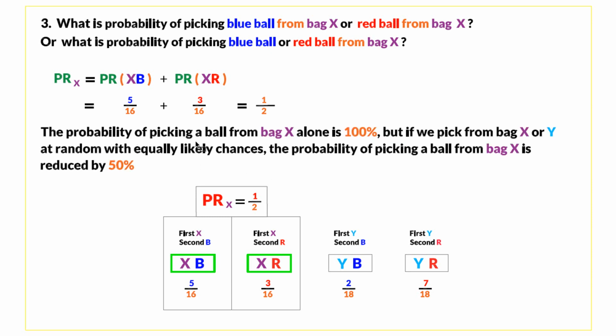The probability of picking a ball from bag X alone is 100%. But if we pick from bag X or Y at random with equally likely chances, the probability of picking a ball from bag X is reduced by 50%. So let's move now to question number 4.